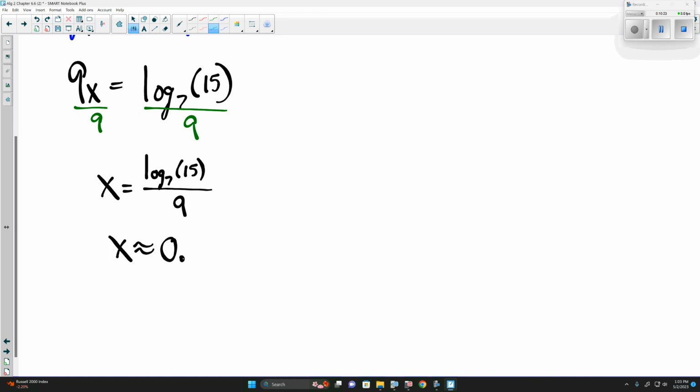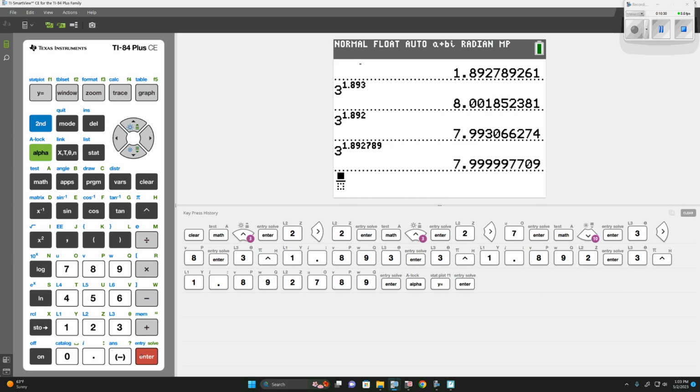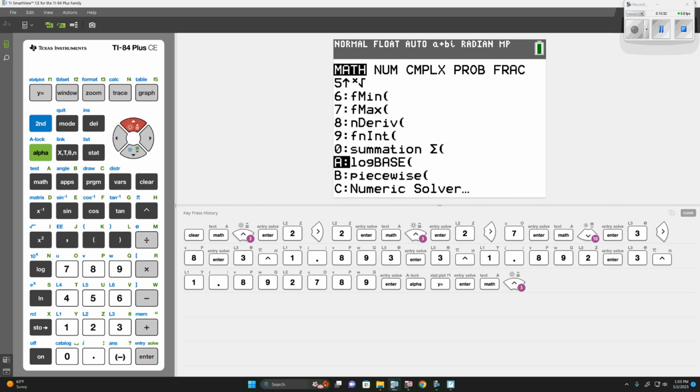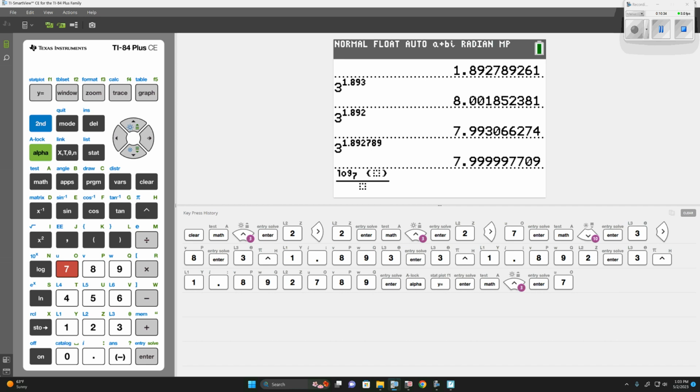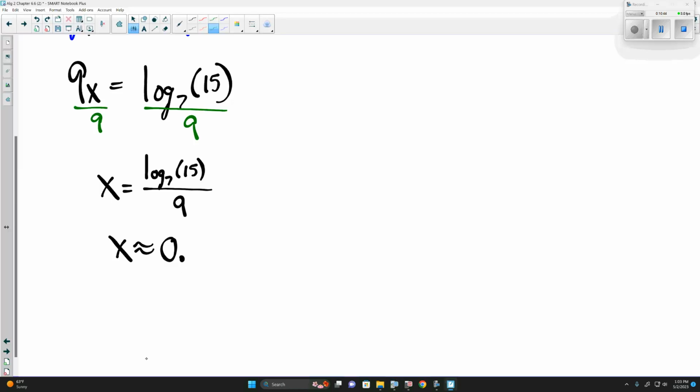Now we need to calculate this here. Alpha y equals enter. Math. Log base 7 of 15 all over 9. 0.155. And we get our answer. Questions on any of this here?